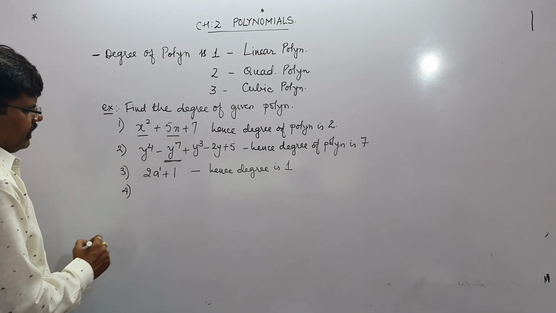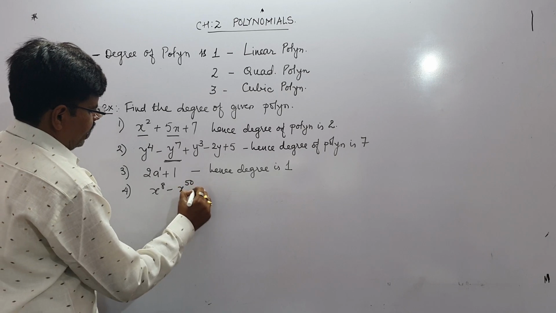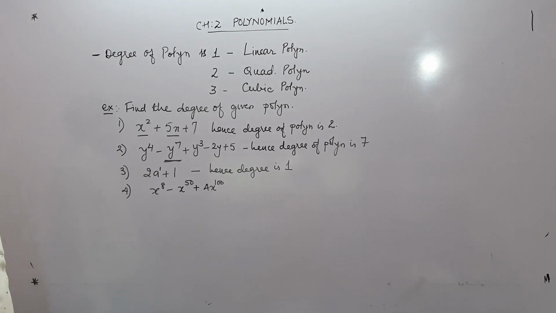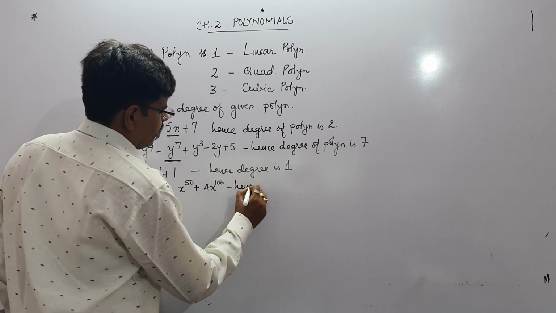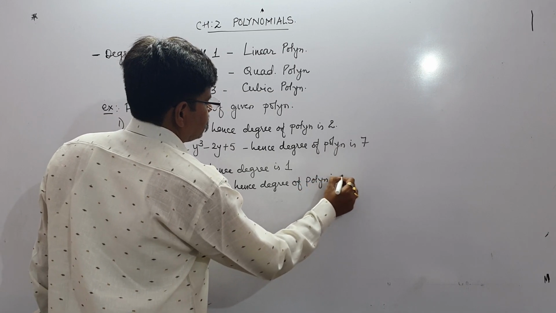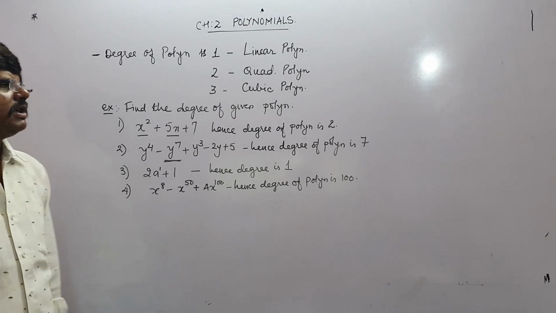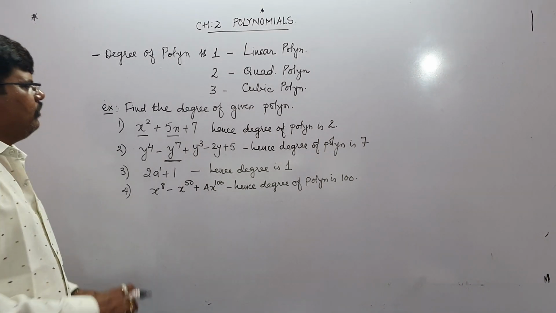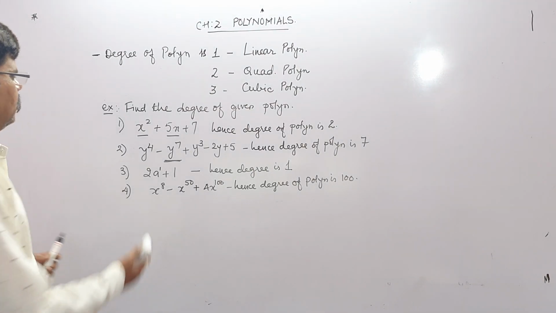Next one, x raised to 8 minus x raised to 50 plus 4x raised to 100. We look here, the highest power of x is 100. Hence, degree of polynomial is 100. These are the ways you can find out the degree of a given polynomial. Then we do the sums now regarding the coefficients of the given term.